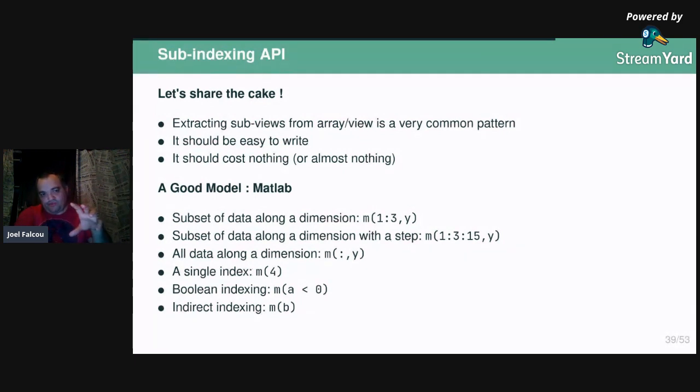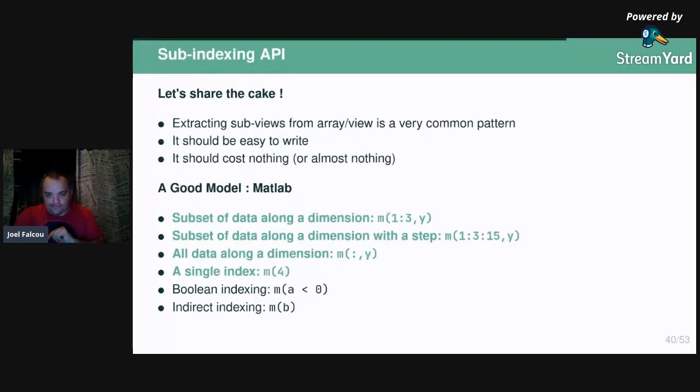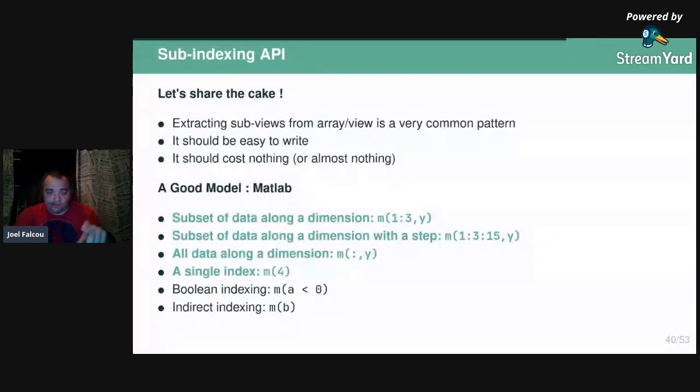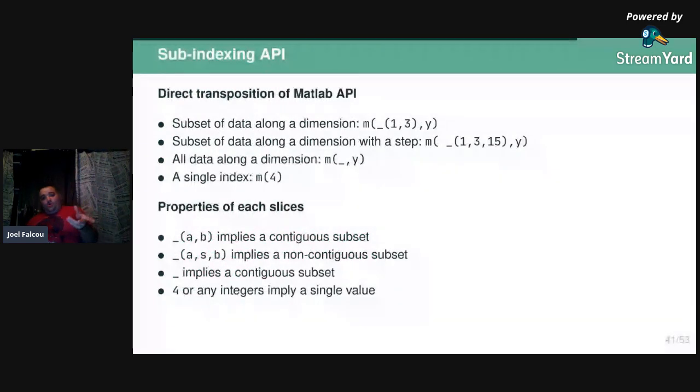So we want to extract subviews. A good model for extracting subviews is what MATLAB does. You can extract data along a dimension, a subset with a step, and so on. We don't care about the fancy Boolean and indirect indexing because it's a completely different thing, so we just focus on that. MATLAB uses colon notation, but we use these good old underscore things. So underscore one tree is basically one colon tree, all the elements between the one and the tree.